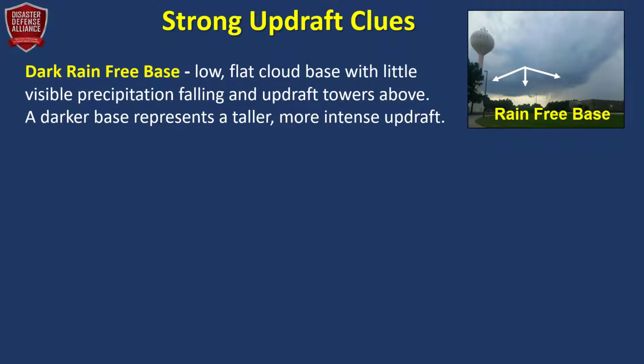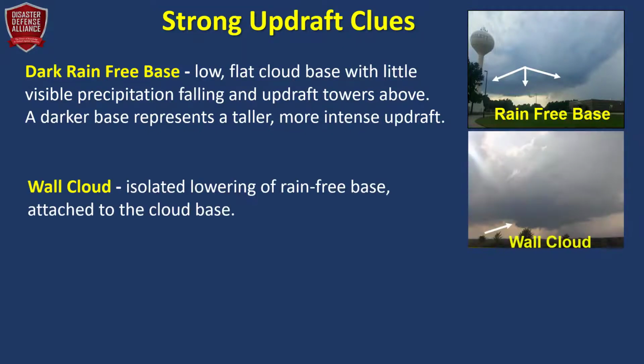The darker the base, the taller the storm cloud tends to be because less sunshine is able to make it through. Here's an example of a pretty dark, rain-free cloud base. When the lower part of the updraft is particularly strong, a portion of that rain-free base can extend down a bit toward the ground, producing what is called a wall cloud.